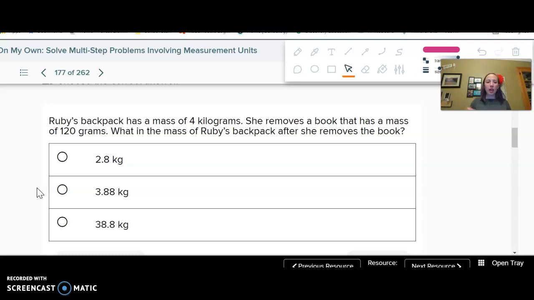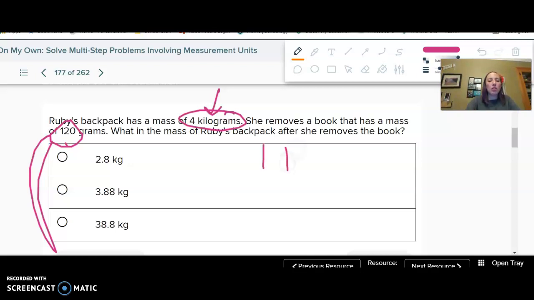All right, hope you got it. Now notice how we start with kilograms and our answers are in kilograms. So that makes me think, let's change this 120 grams to kilograms first, and then we can use it in our problem. Because if I change this to grams, then I'll just have to go back to kilograms anyway. It'd actually end up converting twice.